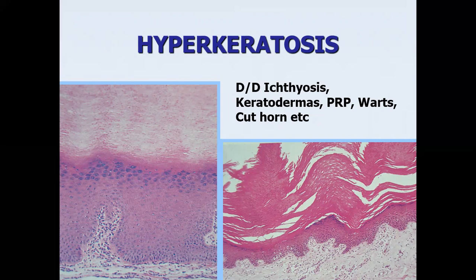Hyperkeratosis in the literal sense means thickening of the stratum corneum. And hyperkeratosis is usually seen in conditions like ichthyosis, keratodermas, PRP, wart, and cutaneous horns. There are other diseases in which the stratum corneum is thickened, and all the conditions in which the stratum corneum is thickened are called hyperkeratosis. Usually, in those disorders in which there is a thick stratum corneum, the stratum granulosum is also thickened. So hyperkeratosis is usually seen in combination with hypergranulosis. Once the stratum corneum is thickened, the granular layer automatically is thickened.